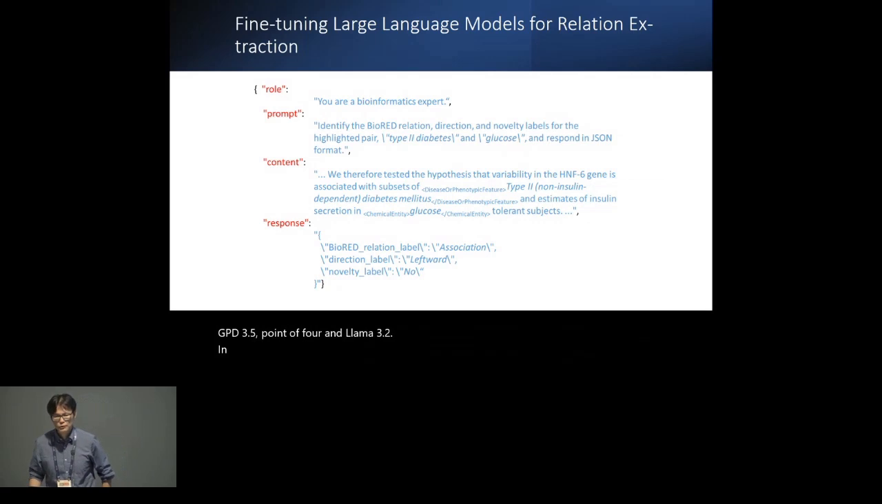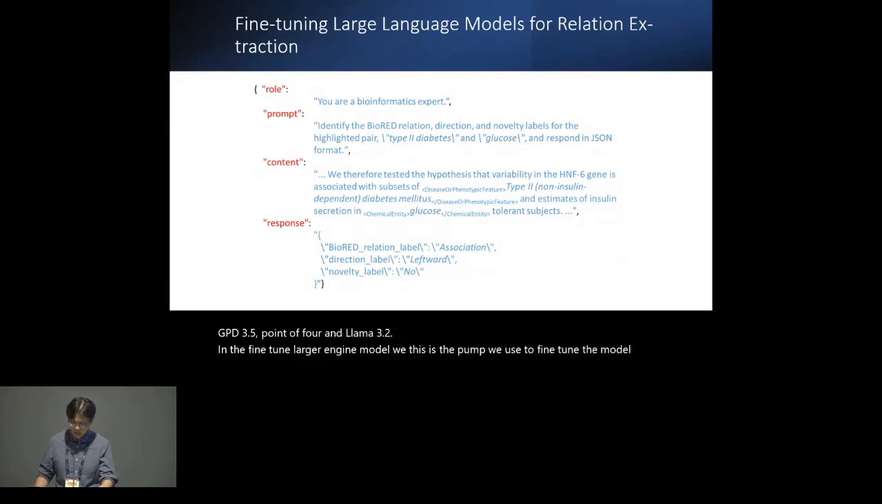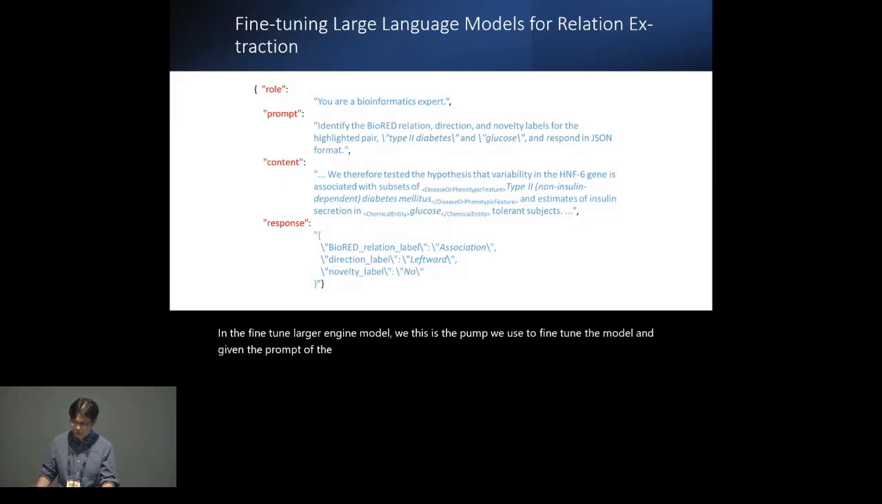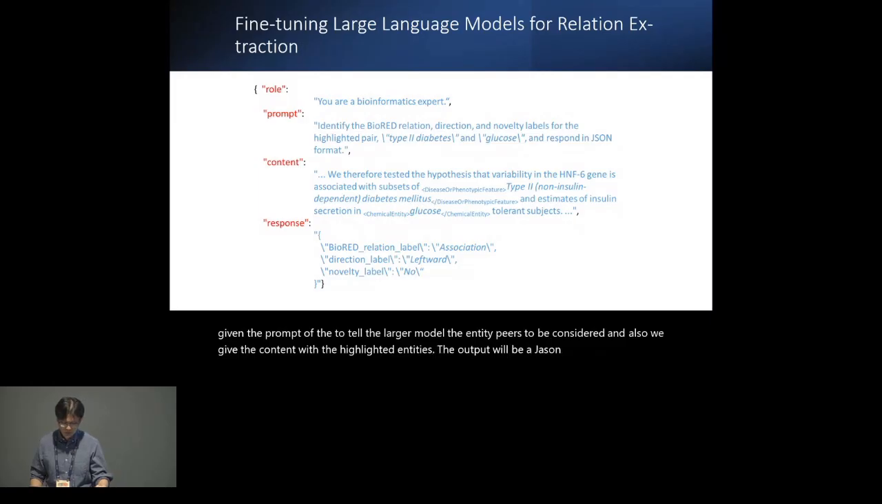In the fine-tuned large language model, this is the prompt we use to fine-tune the model. The prompt tells the large language model the entity pairs to be considered, and we also give the content with the highlighted entities. The output will be in JSON format with three components containing the results of the relation labels, directionality, and novelty at once.